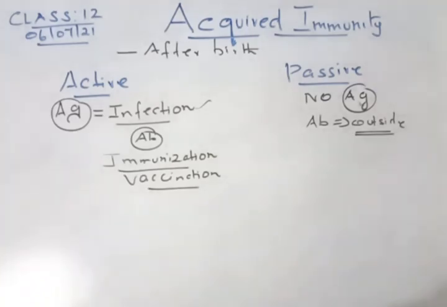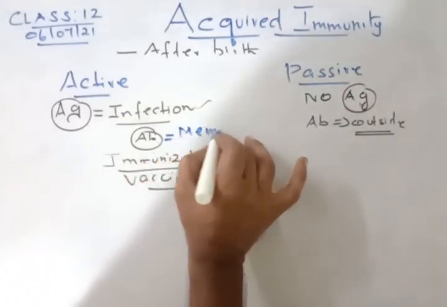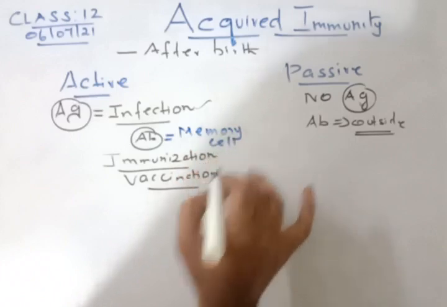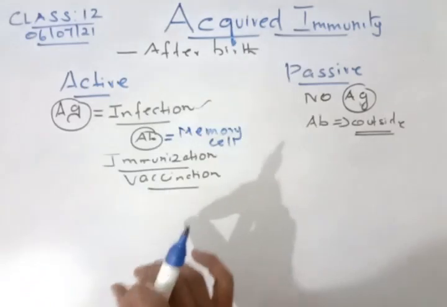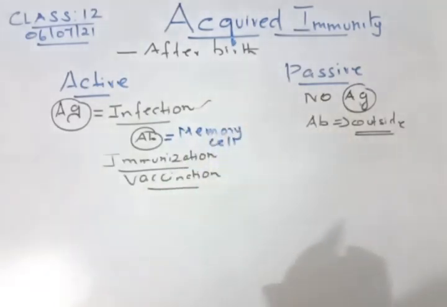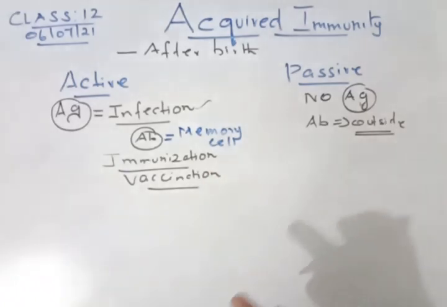One more thing that you have to understand: whenever antibodies are produced, along with the antibody, some memory cells also will be produced. Why? Because there is a particular cell, we will talk about it after this class, that will produce this antibody when the infection is there. At the same time, some memory cells also will be produced, and these memory cells are involved in the secondary immune response. The second time the same antigen encounters the body, the antibody production will be faster.